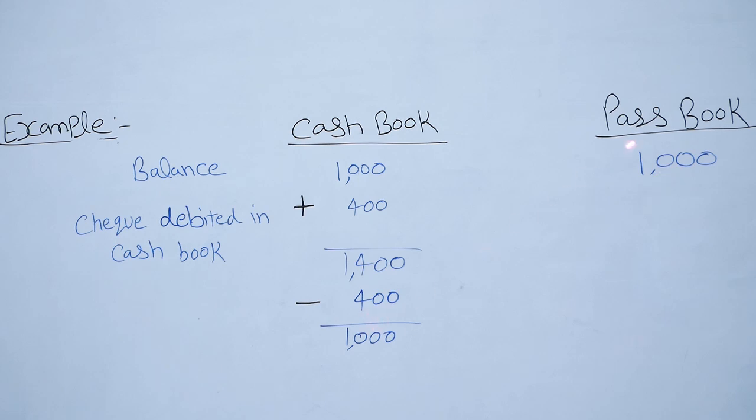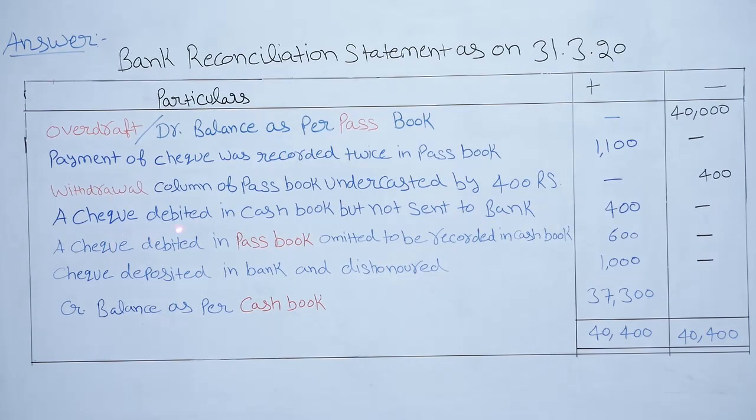Therefore balance are mismatching. As per cash book balance is 1400, as per passbook balance is 1000. We have to follow passbook balance, so we will make 1400 to 1000 by deducting 400 rupees. But here question is started from passbook, so therefore all rule will be reversed. So now we will add 400 rupees.